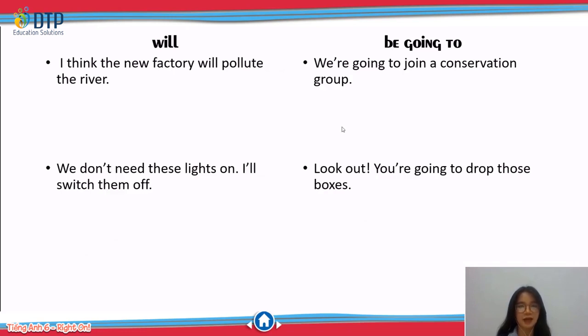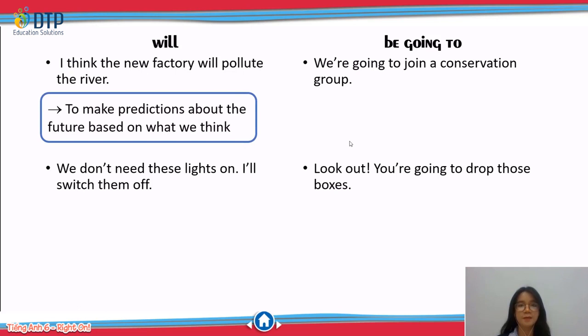Let's have a look at this example. The first one. I think the new factory will pollute the river. Câu này chỉ nói lên một dự đoán về tương lai theo suy nghĩ của người nói, và người nói cũng không có một lý do cụ thể nào để chứng minh cho dự đoán của mình. So, the first use of will is to make predictions about the future based on what we think.